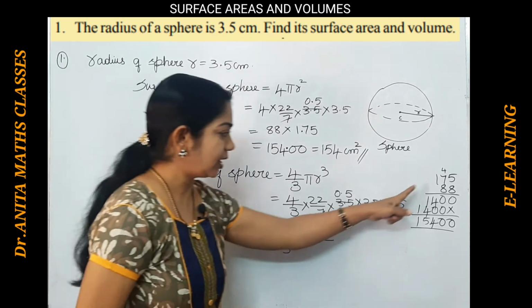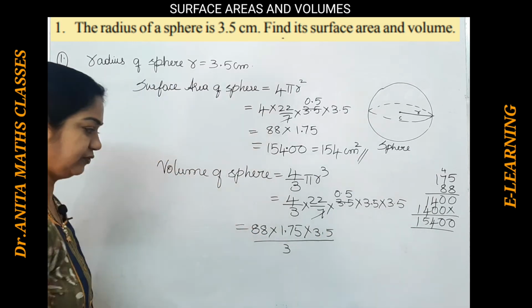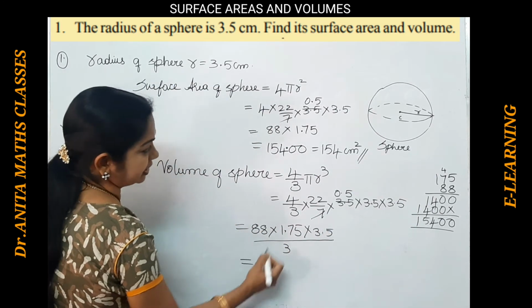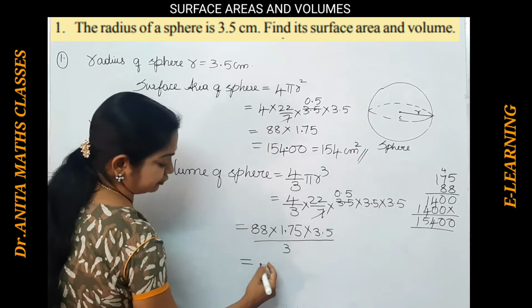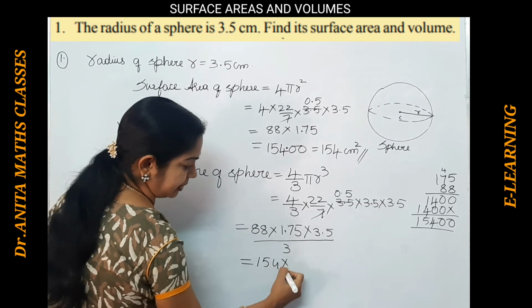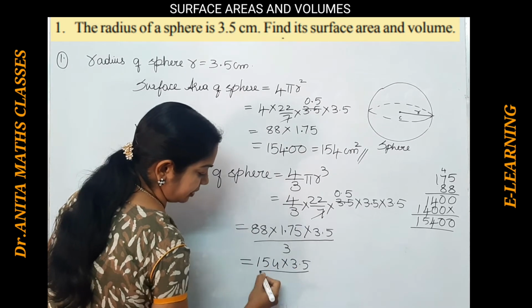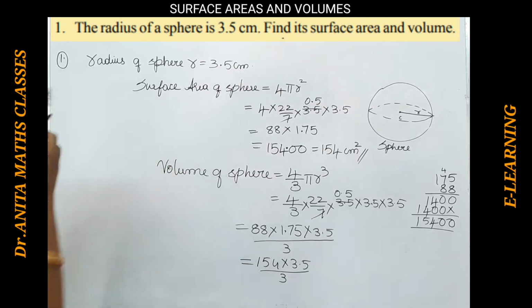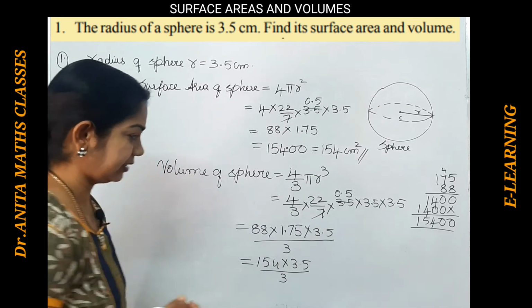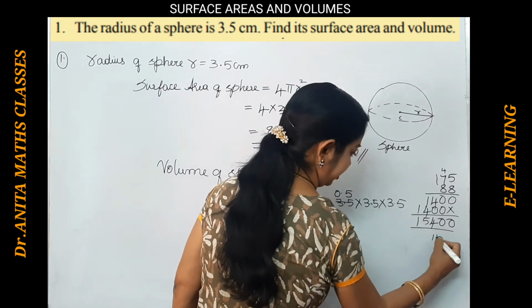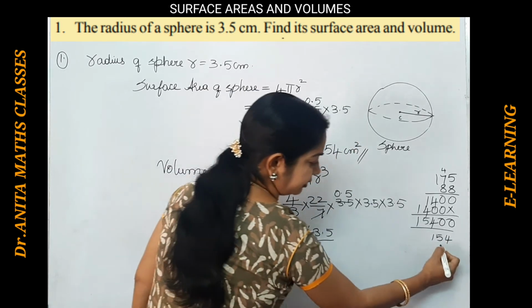So we got 175 into 88 as 154. This part we got here, yes, this part is 154, again multiplied by 3.5 divided by 3. Now we will multiply 154 by 35.